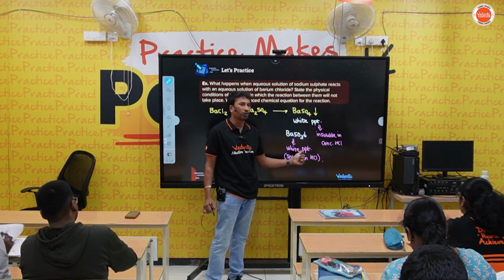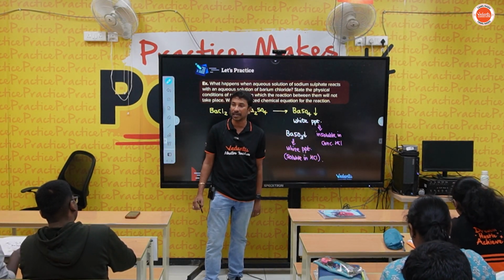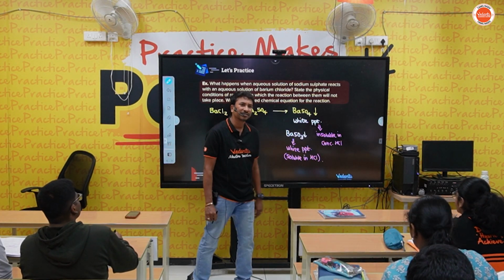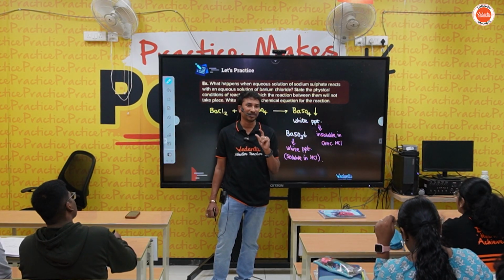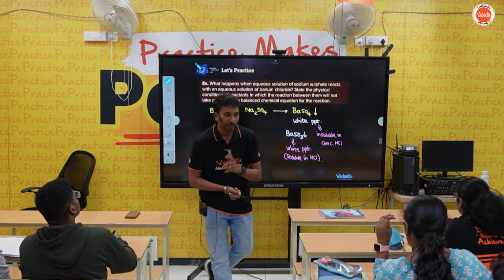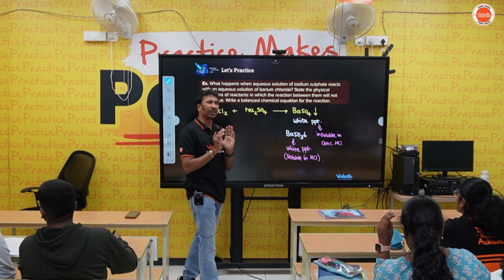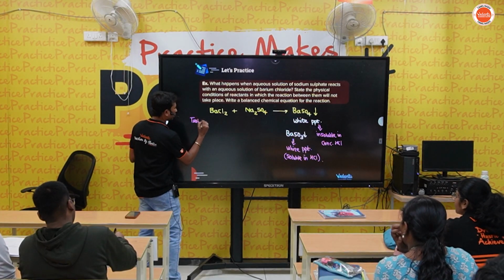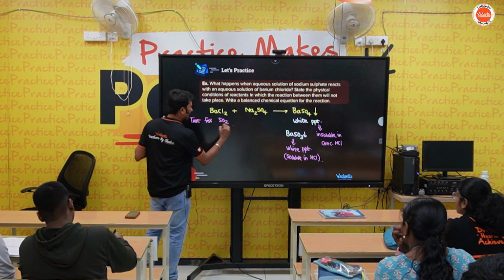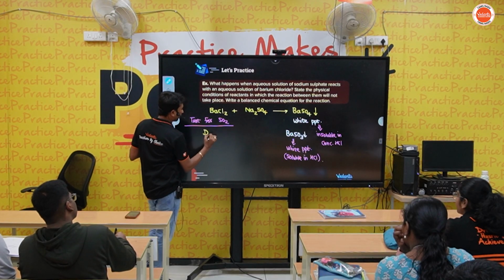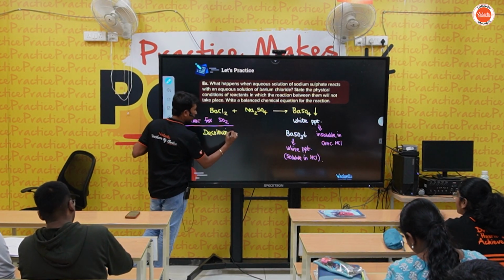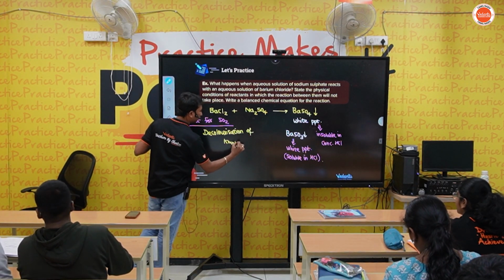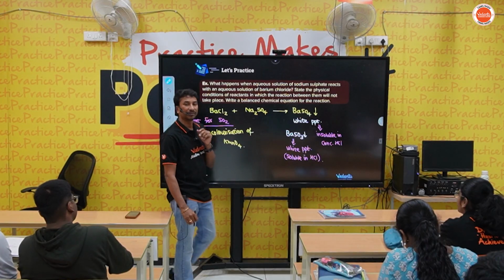Barium sulfite will again form barium chloride and evolve sulfur dioxide gas. How do you test SO2? Not the pungent smell, that is for ammonia. You can use potassium permanganate or bromine water, but the better one is the decolorization of potassium permanganate, KMnO4. That is the test for sulfur dioxide.